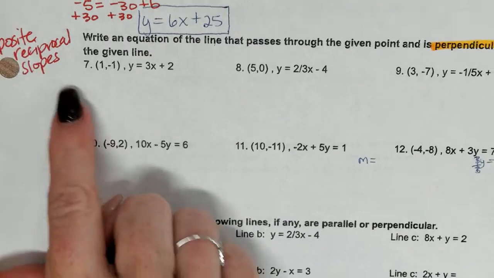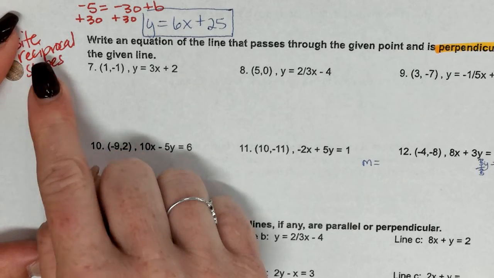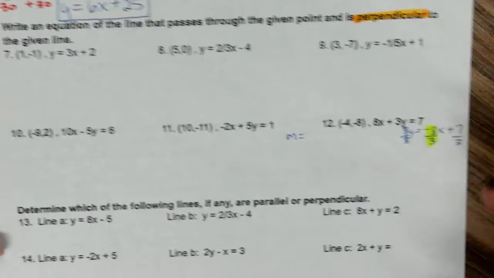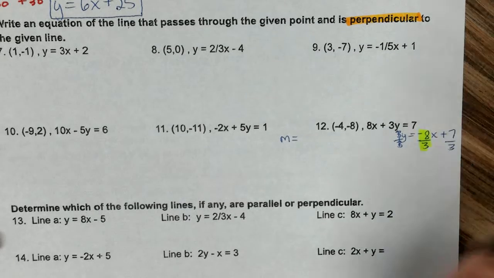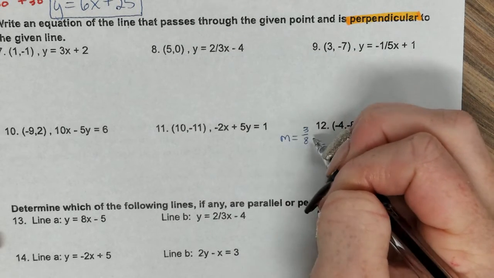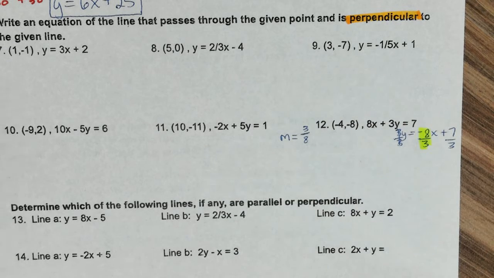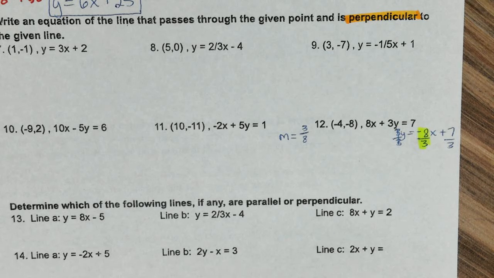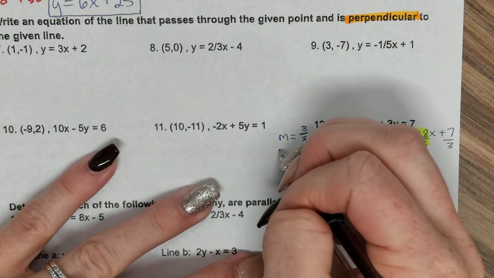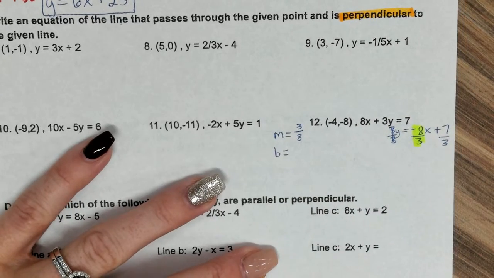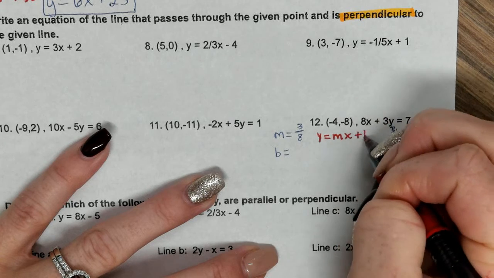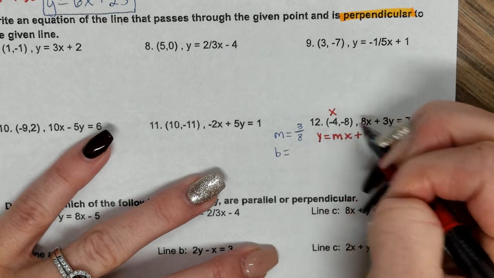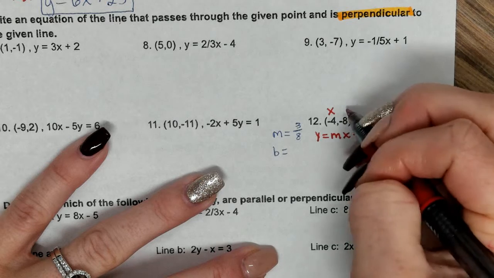But we need the opposite reciprocal slope. So what is the opposite reciprocal of negative 8/3? Positive 3 over 8. Because you just flip the fraction and take the negative sign off. Everybody good? So now all I have to do is solve for the b. So I'm going to write y equals mx plus b. I'm going to plug in negative 4 for x. I'm going to plug in negative 8 for y.